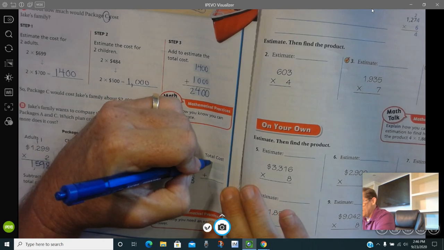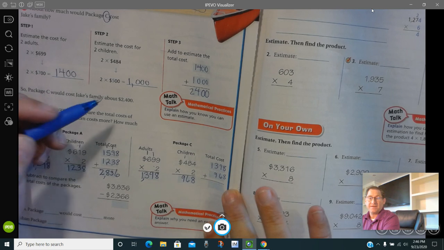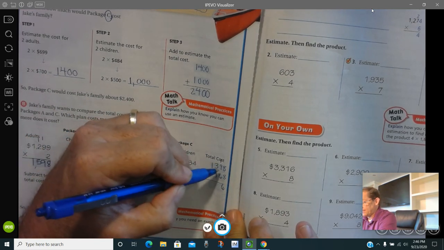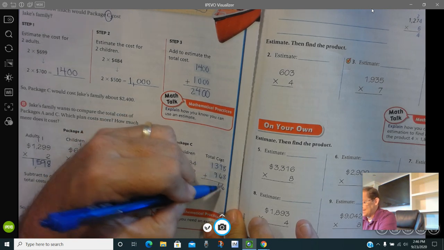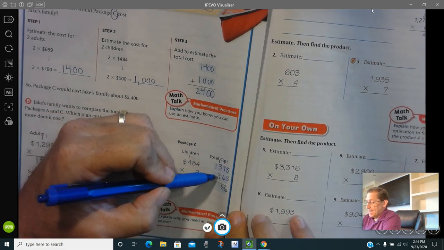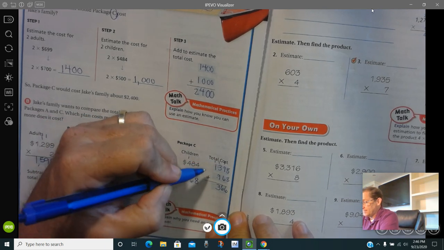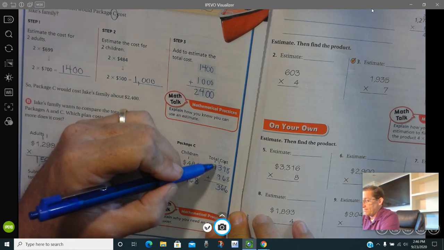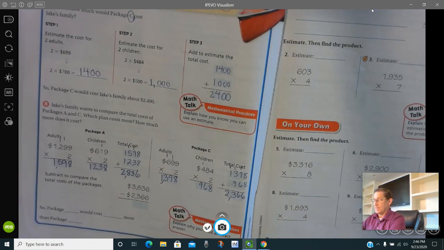Okay, now add these together, making sure we line up our place values. Ones, tens, hundreds. 8 and 8 is 16. 9 and 6 more tens is 15 tens, plus one more is 16 tens. We're going to regroup 10 of those tens as 100. 9 and 3 is 1,200, plus one more is 1,300. And then we're going to trade or regroup 10 of our hundreds as 1,000. So 1,000 plus the regrouped 1,000, 2,000.